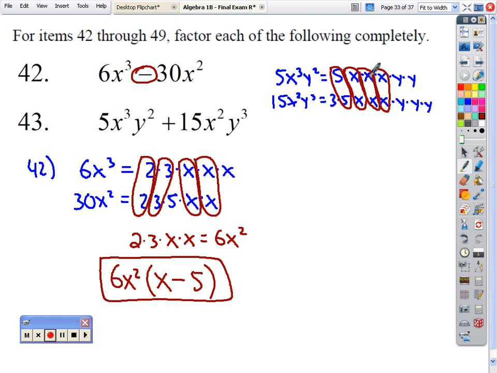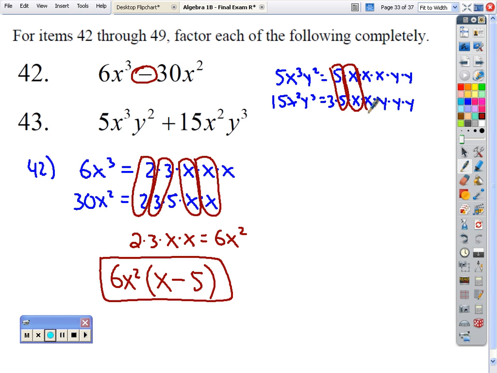Okay. Oops, I made a mistake. I wonder if anyone saw that mistake. So let me do this over again here. I had one too many x's on the second one, on the 15 part. This is a 2 here, so it should be 3 times 5 with 2 x's and 3 y's. I apologize about that. Now again, I'm going to circle what they have in common.